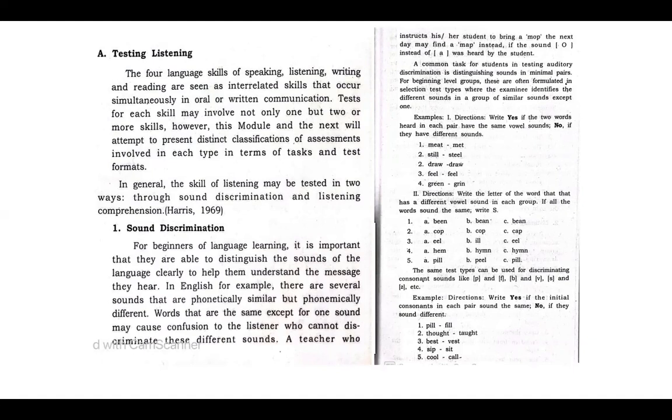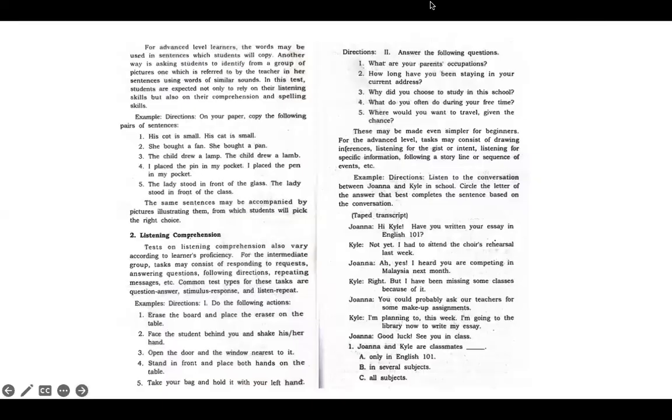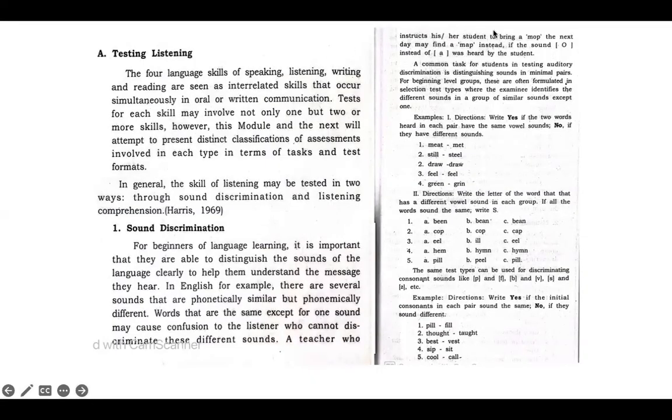Now, one of the ways to test listening comprehension or the listening skill of our students is, number one, sound discrimination. In sound discrimination, we allow our learners to differentiate the difference of this sound to this particular sound as well. For example, here is example number one. You have to write yes if the two words in each pair have the same vowel, and you have to write no if they have different sounds.